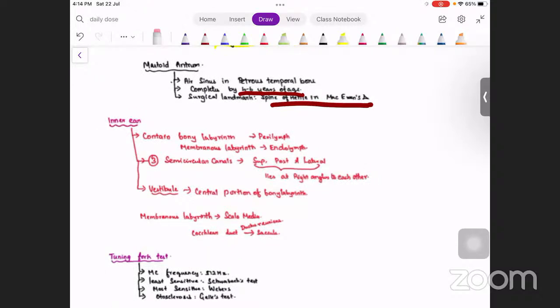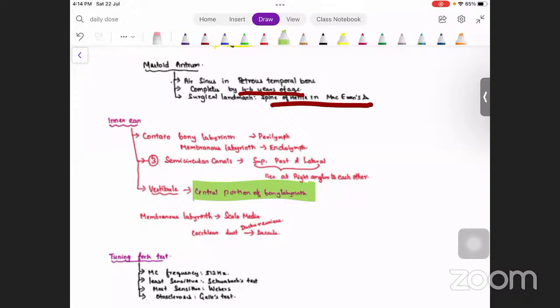Then you have the vestibule. The central portion of your bony labyrinth is called the vestibule. And apart from that, you have the membranous labyrinth where you see the scala media, and inside you may see the cochlear duct and the saccule. Between your cochlear duct and the saccule, you have the ductus reuniens. Okay, these are the outer, middle, and inner ear that you have to remember.